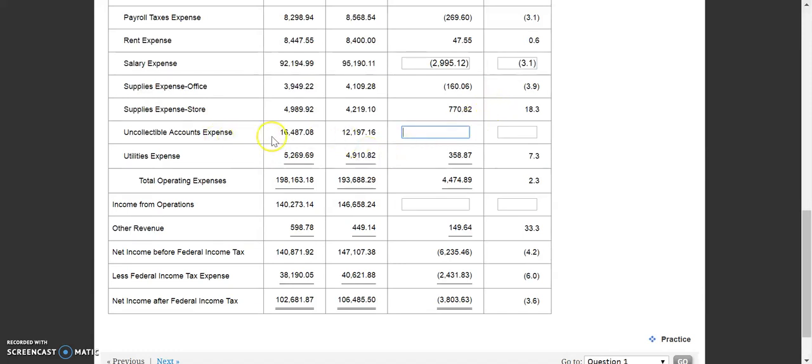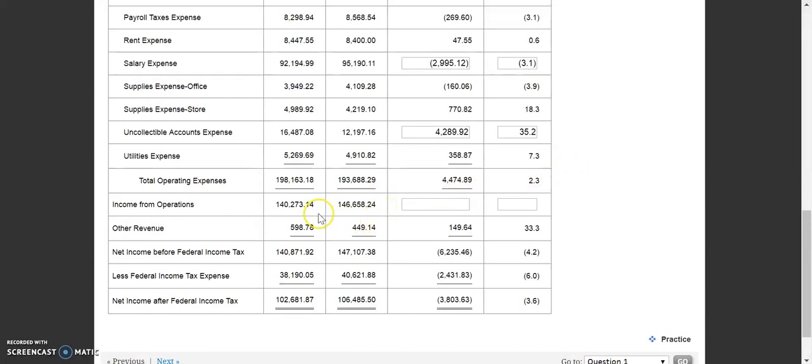Looking at uncollectible accounts expense, we had a current year of 16,000, prior year of 12,000, so we take the difference between those two and we end up with 4,289 and 92 cents. And then when we take our increase amount and divide by our prior year, we end up with a percentage of 35.2. Pretty big increase.